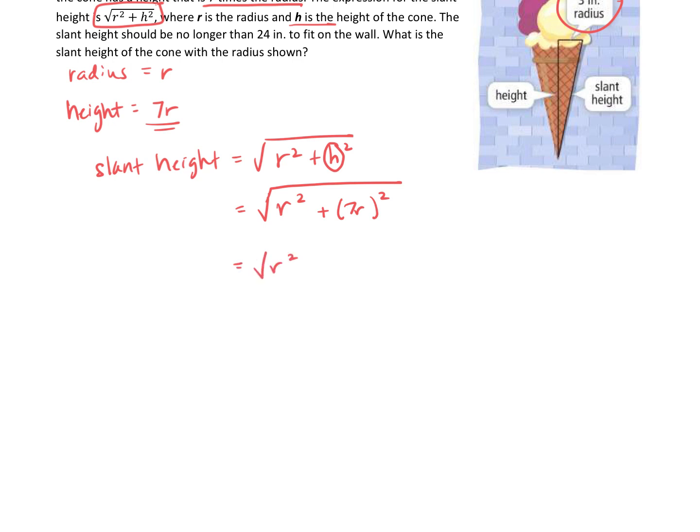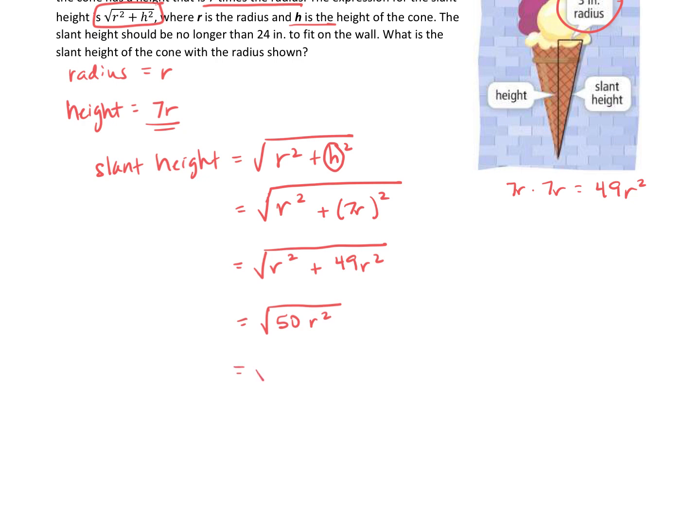We have the square root of r squared plus, now 7r squared is 7r times 7r, which is 49r squared. Well, now we have like terms. 1r squared plus 49r squared is 50r squared. And because we're in a lesson where we are reducing radicals, we're going to reduce this radical.